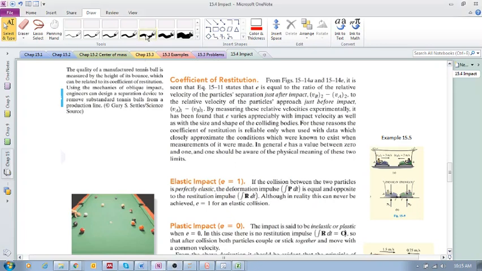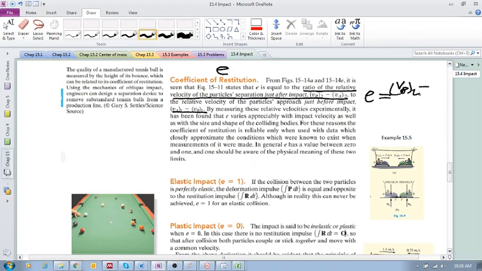Okay, one final, I guess, conceptual video of the coefficient of restitution, E. Just a reminder, I did speak about it in the previous video, but what is it? It is simply the ratio of the relative velocities of the particles' separation just after impact to the relative velocity of the particles' approach just before impact.